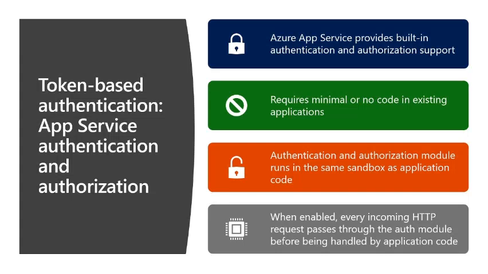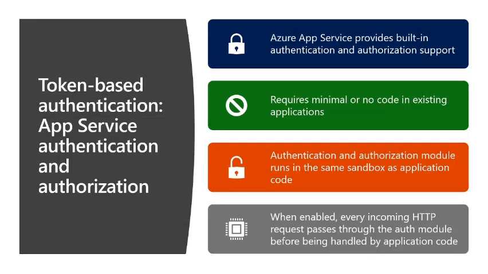Token-based authentication, App Service authentication and authorization. Azure App Service provides built-in authentication and authorization support, so you can sign in users and access data by writing minimal or no code in your app instance. The authentication and authorization module runs in the same sandbox as your application code when it is enabled. Every incoming HTTP request passes through it before being handled by your application code.